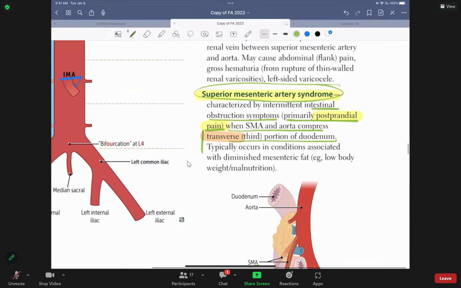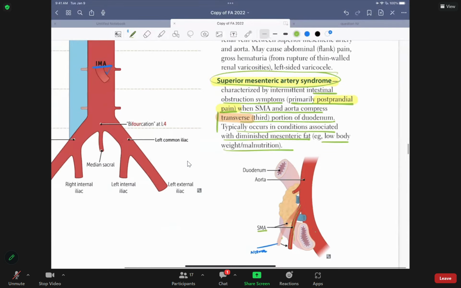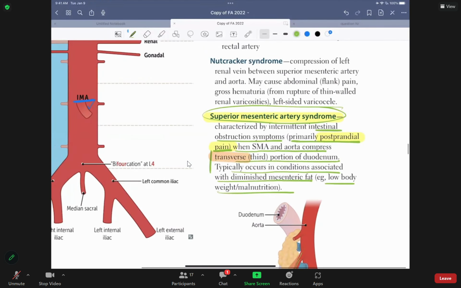So that's the superior mesenteric artery syndrome. Is everybody clear, folks? Okay, now this is important. It typically occurs in conditions associated with diminished mesenteric fat and low body weight. Is everybody clear, folks? Okay, so let's recap. Superior mesenteric artery syndrome is where the superior mesenteric artery compresses the third portion of the duodenum after eating, folks, okay? Because they lost the fat. That's the idea here.